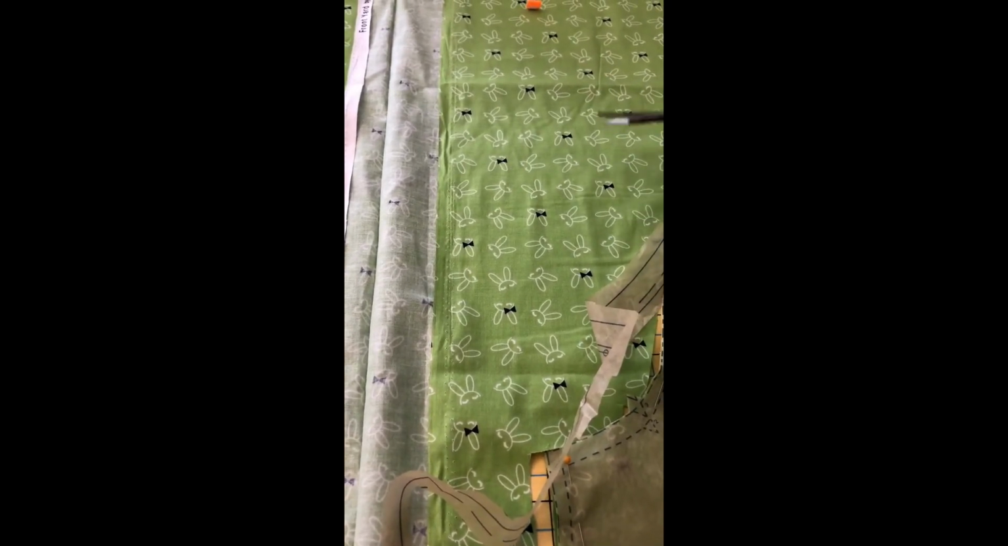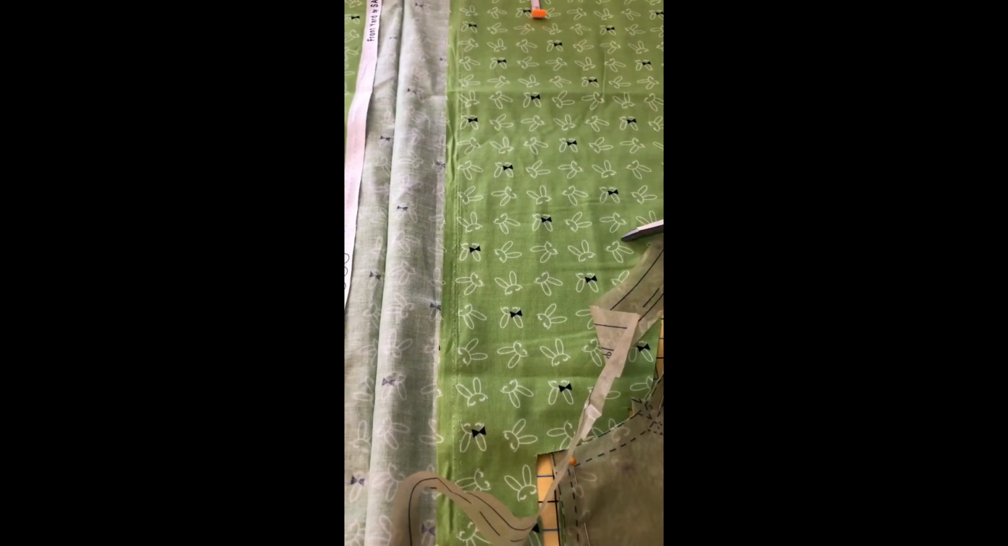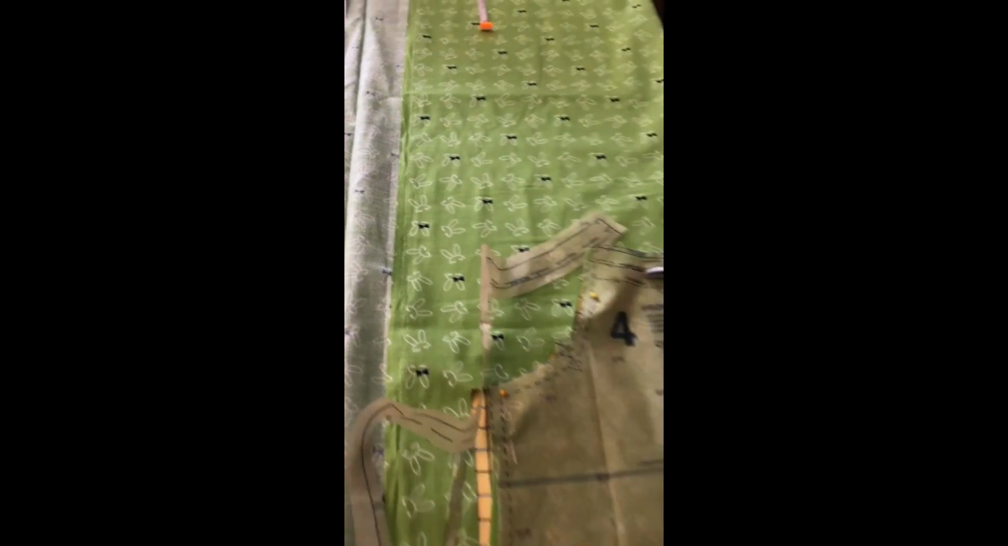If this were bunnies where the top of the bunny was here, the bottom of the bunny was here, well then the top of my pattern better be here and the bottom be here, because it's directional. You don't want the rabbits to be going upside down on your dress. So always keep in mind if a fabric is directional.